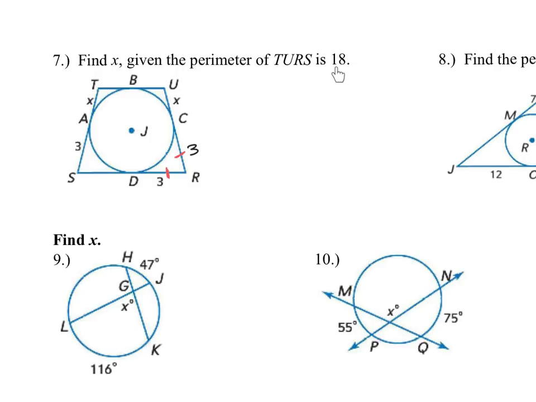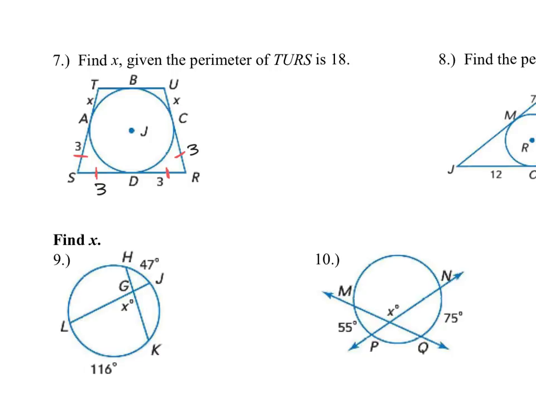quadrilateral is 18. So let's look at this little segment here. Notice that SA and SD are both segments tangent to a circle drawn from the same exterior point. So they are congruent as well. I'm going to go ahead and put one tick mark because I see that this segment is 3. So that means all 4 of these segments we can put one tick mark on, because this segment SD would be 3 as well.